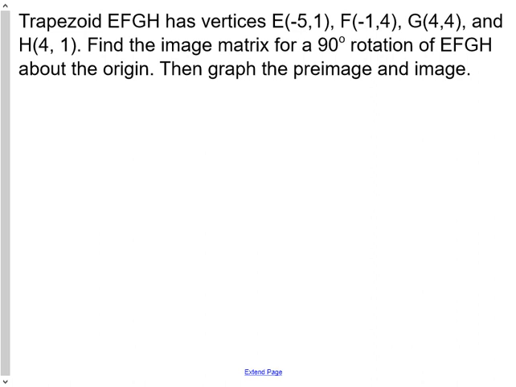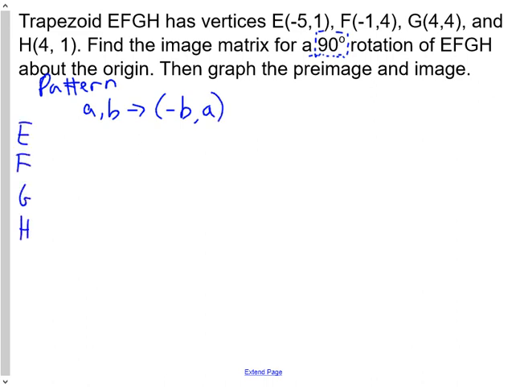Next, we've got similar trapezoid EFGH has vertices -5, 1, -1, 4, 4, 4, 4, 1. Now find the image for a 90 degree rotation about the origin, and then graph the pre-image and image. Now we do have a graph for this one, but this time we will show pattern. Right? So with the pattern method, it has to be what is the pattern for 90 degrees. If we start with (A, B), we go to (-B, A). And so I'm going to write my 4 points, E, F, G, H out here, and just follow the pattern.